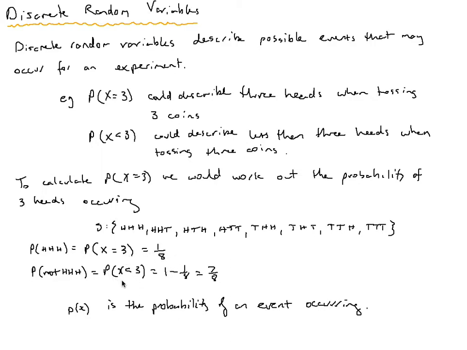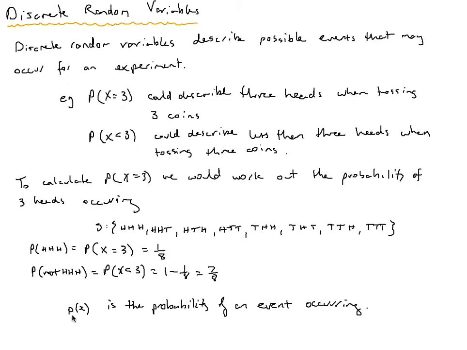Now X is less than 3 is every case where we don't get all heads. So I've said over here probability of not getting all heads, which is the same as saying probability where the number of heads we get is less than 3. So we're getting less than 3 heads on our coin tosses. And if we look at all these cases, all of these ones over here have less than 3 heads being made. So that's 7 out of 8 of them.